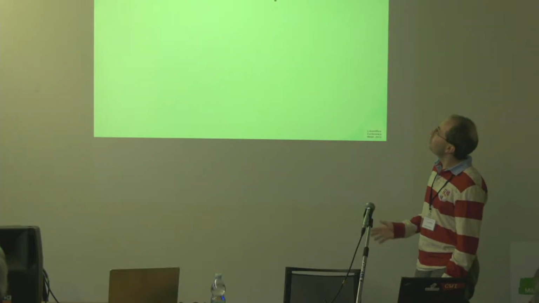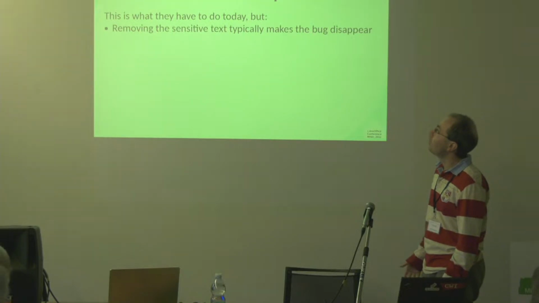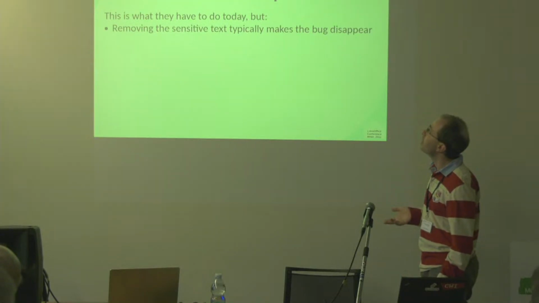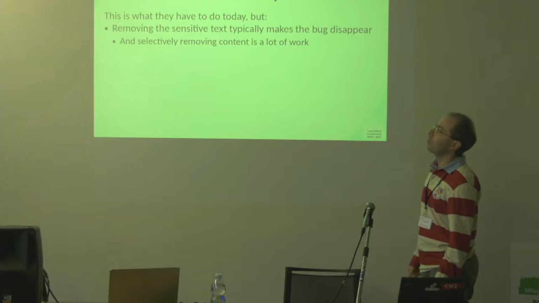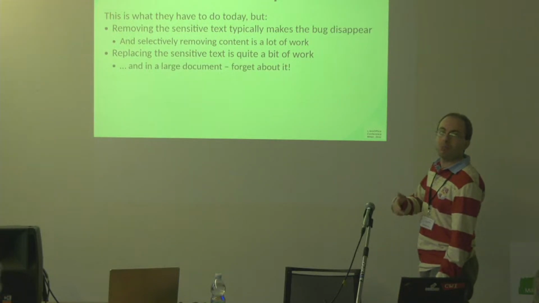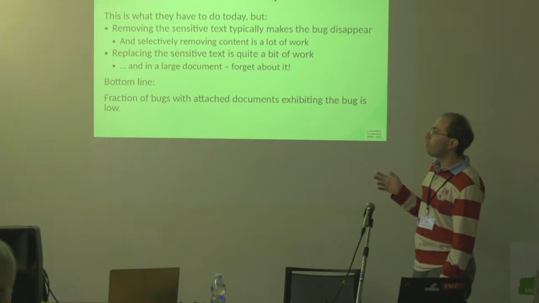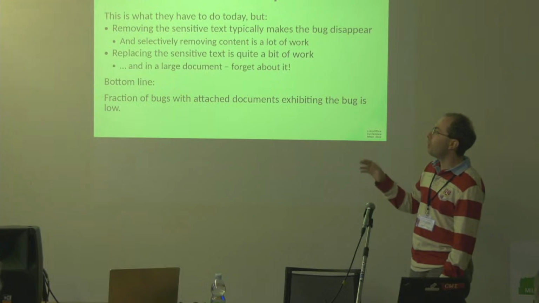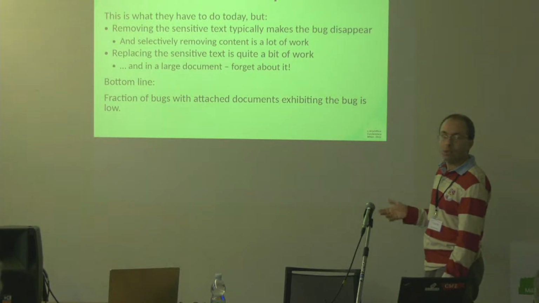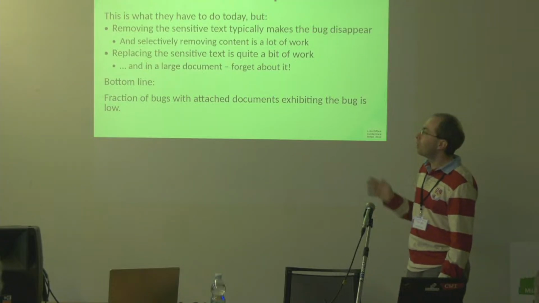The poor solution is to have the user remove all of the private information themselves, which is what they're supposed to do today. But this is actually difficult because it could make the bug disappear, and if they want to remove things selectively, then that's hard, and it's a lot of work. And if the document is large, then just forget about it. That's not going to happen. So bottom line with that is that the fraction of bugs that have documents attached to them exhibiting the bug is low, at least as far as I can tell.